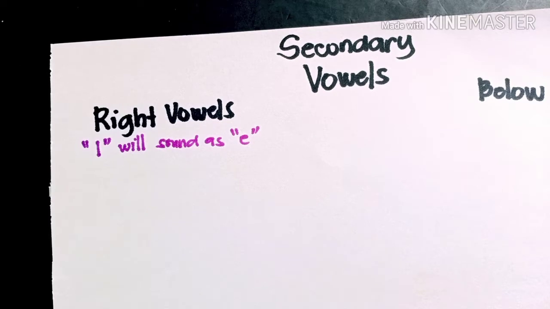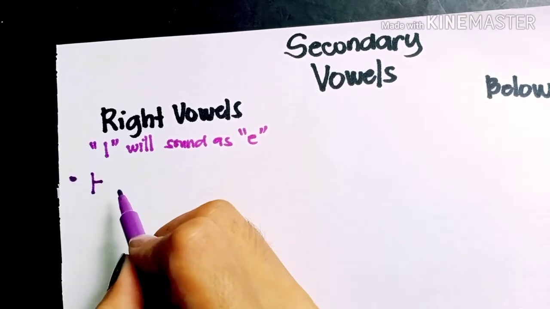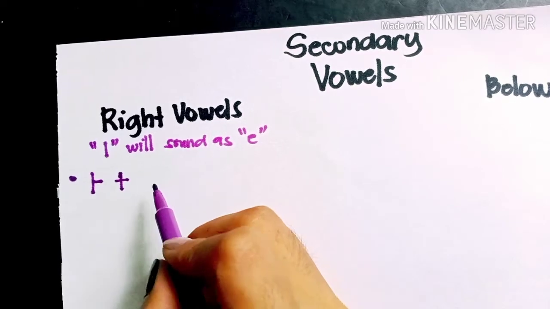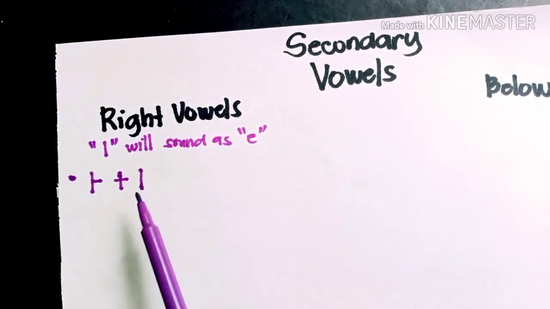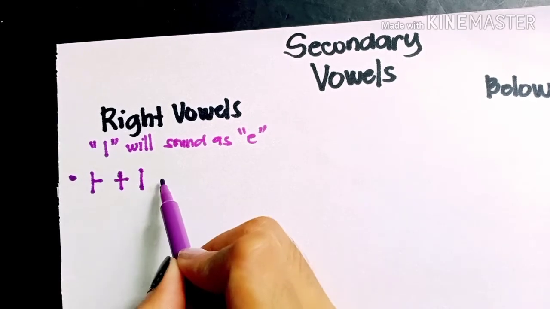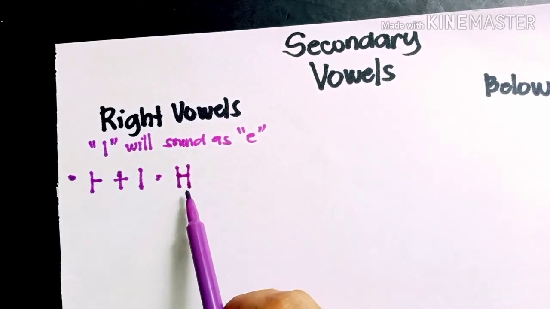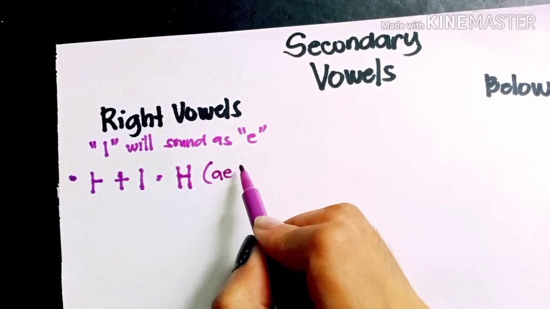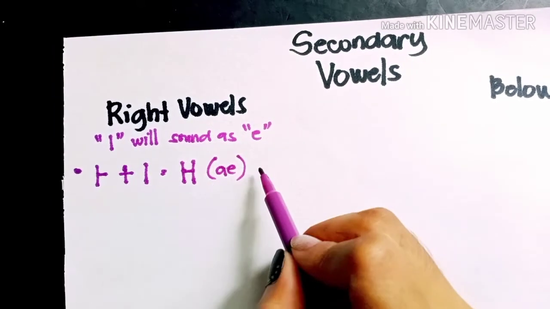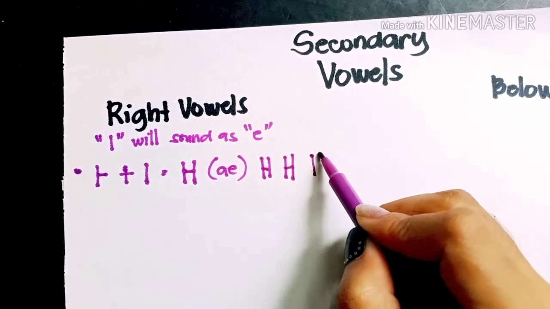Our first vowel is the combination of the vowel A plus the vowel E. Always remember the rule in secondary vowels about right vowels that it will sound as E. So, it will become A plus E. It looks like the letter H in the Roman alphabet. It will sound as E. Again, E.